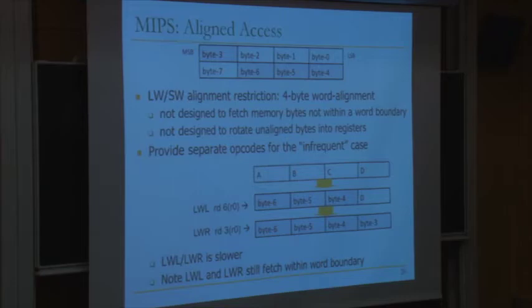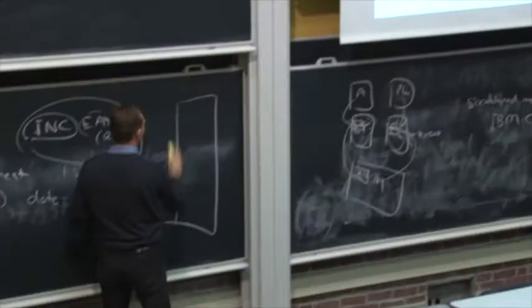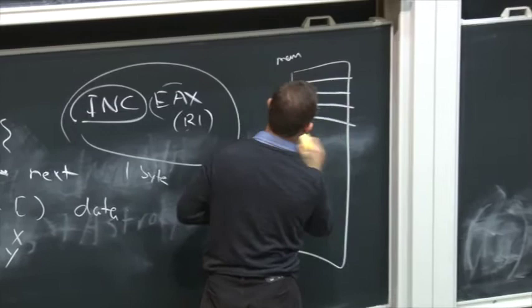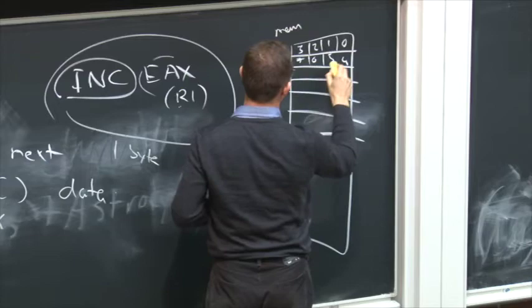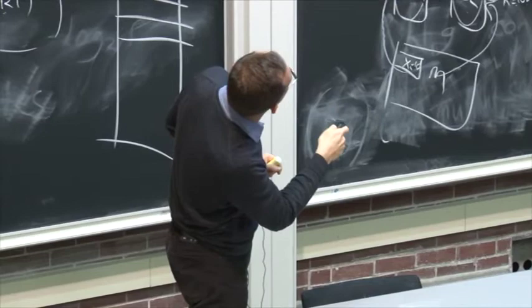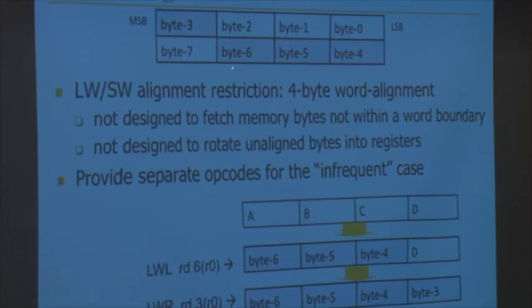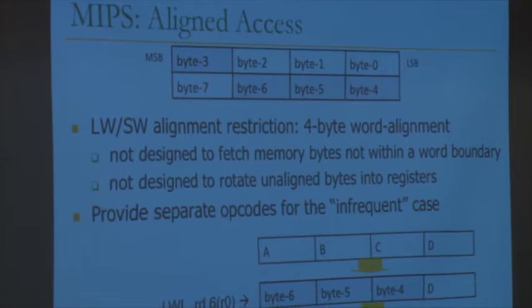So if you think of all memory, this is your memory, you can divide it into chunks of 4 bytes. And that's kind of what I did over there. Bytes 0, 1, 2, 3, 4, 5, 6, 7. Now, these instructions are not designed to fetch memory bytes that are not aligned, that are not within this chunk. So if you give it an address that starts at byte 3, that's not aligned at the 4-byte boundary, right? And how do you figure out whether an address is aligned at the 4-byte boundary?